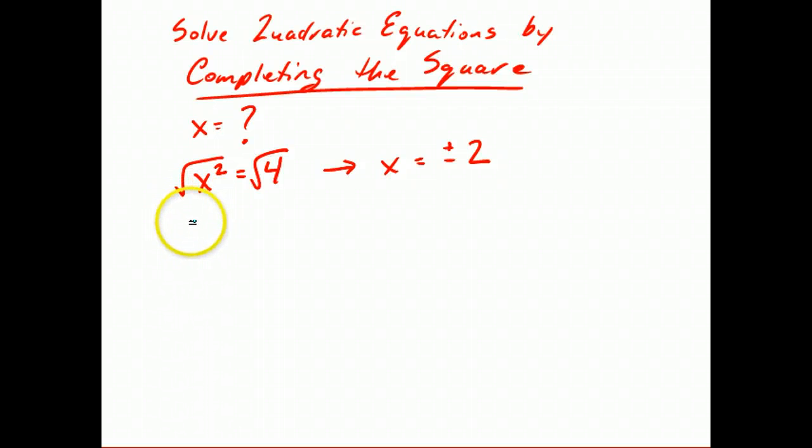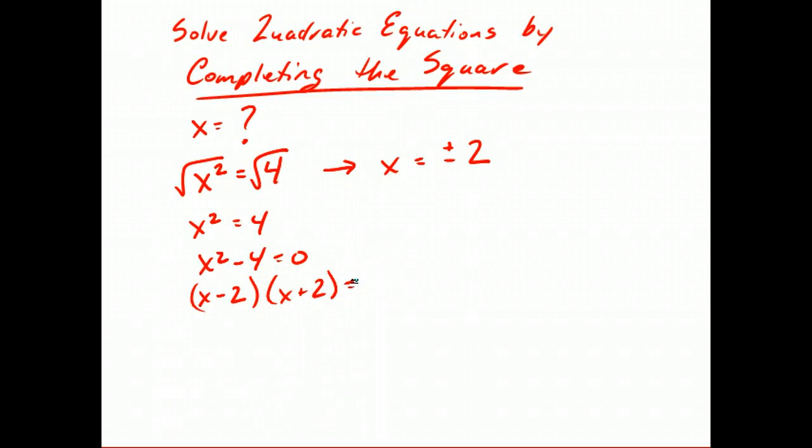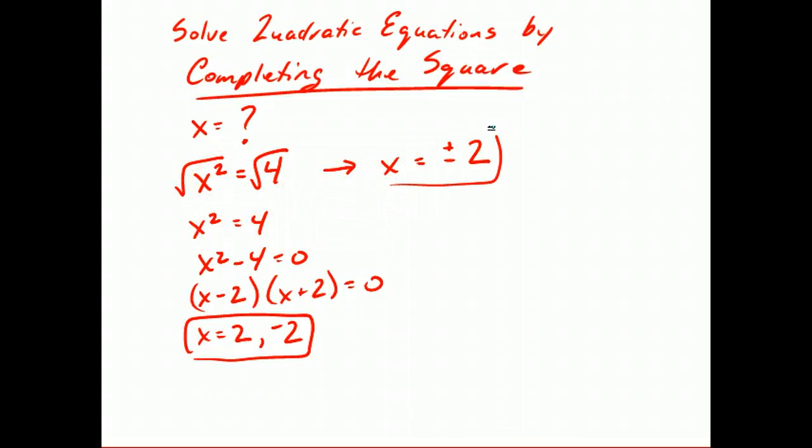Another way that I can solve x squared is equal to 4 is to rearrange and factor it. So I could write it like this: x squared minus 4 is equal to 0. I could factor that as a difference of squares: x minus 2, x plus 2 equals 0. And now I can see from my factors what my solutions are. What x makes this factor 0? It looks like 2 will. What x makes this factor 0? Looks like minus 2 does. So there's two ways that I can solve the same equation, still getting the same answer.